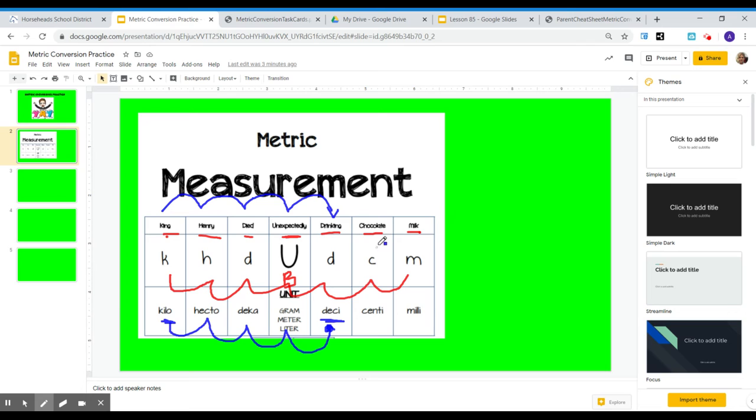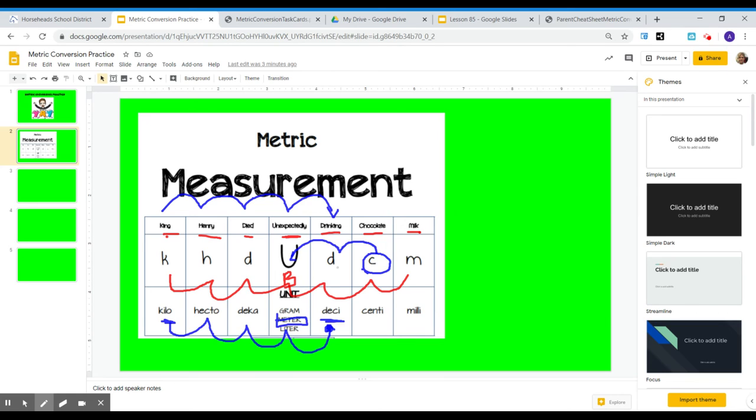So, for example, I could go from centimeters back down to meters, and meter is my base unit. So I'm going to go over one place, 2 places. So that's how I would bump my decimal. So just keep that in mind as we're moving forward.